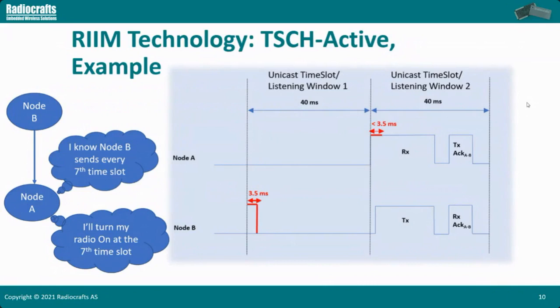On the right-hand side, you can see briefly how the time slots work. It's 40 milliseconds, 40 milliseconds. In the first 40 milliseconds, which is listening window 1, maybe nothing happens, and that's just an example. In the second window, we can see that node B is sending to node A. So node A will first open its radio for 3.5 milliseconds. If there is no transmission, as in listening window 1, it will turn off its radio again. If there is a transmission, it will keep the radio on and receive from node B, then it will send an acknowledgement. That's very briefly how sender-based works.